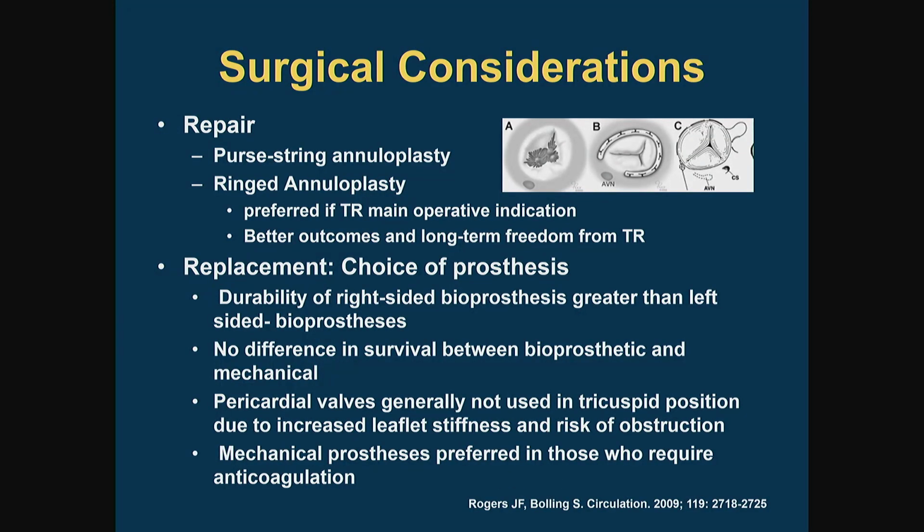When repairing the tricuspid valve, there are two general approaches that have been taken. One is called a purse string annuloplasty that is depicted in this figure. The second approach is with a ring. In general, purse string is used in combination with left-sided valve replacement in patients who have functional tricuspid regurgitation without pulmonary hypertension, and the ringed annuloplasty is generally preferred when the main operative indication is tricuspid regurgitation and only mild to moderate pulmonary hypertension is present.